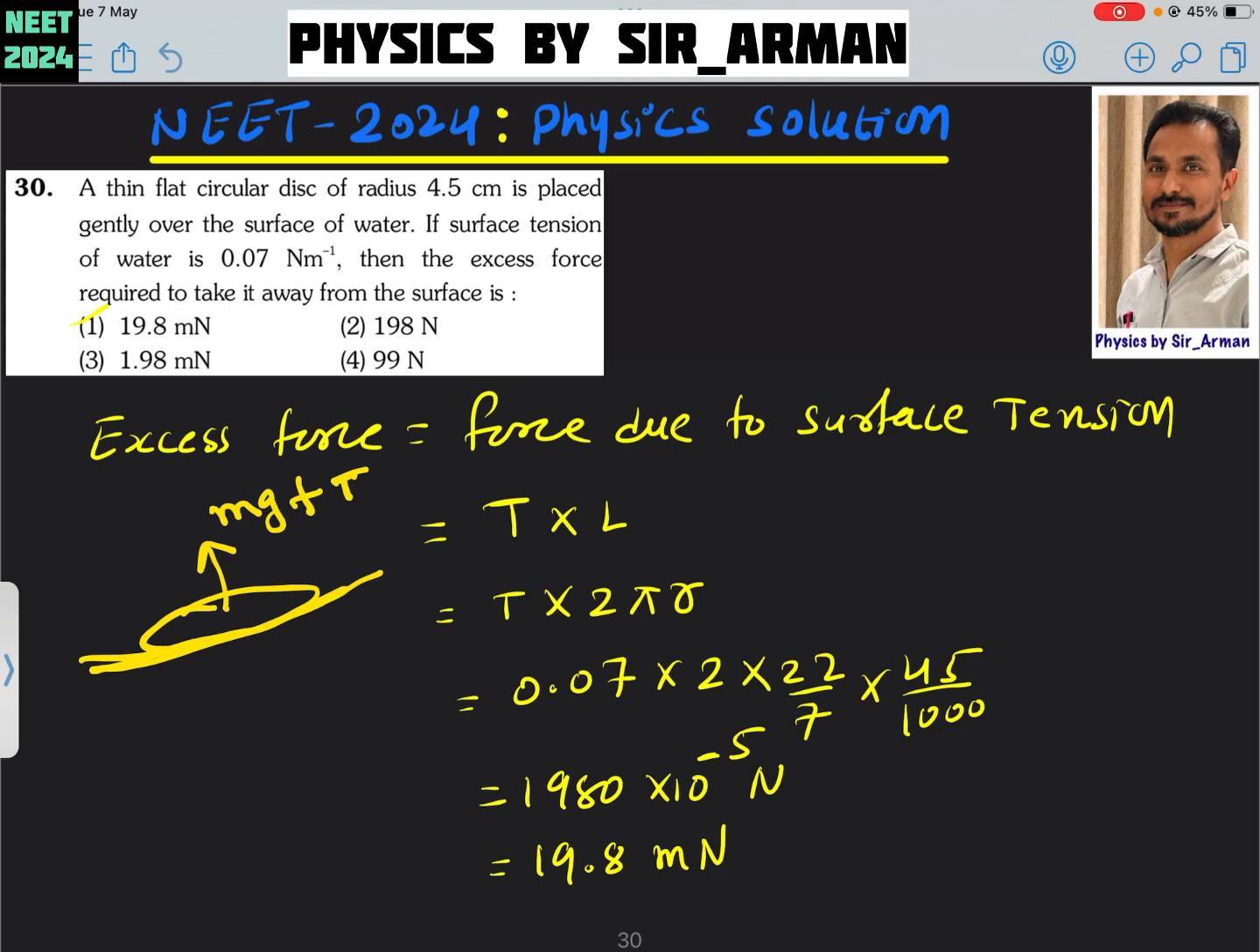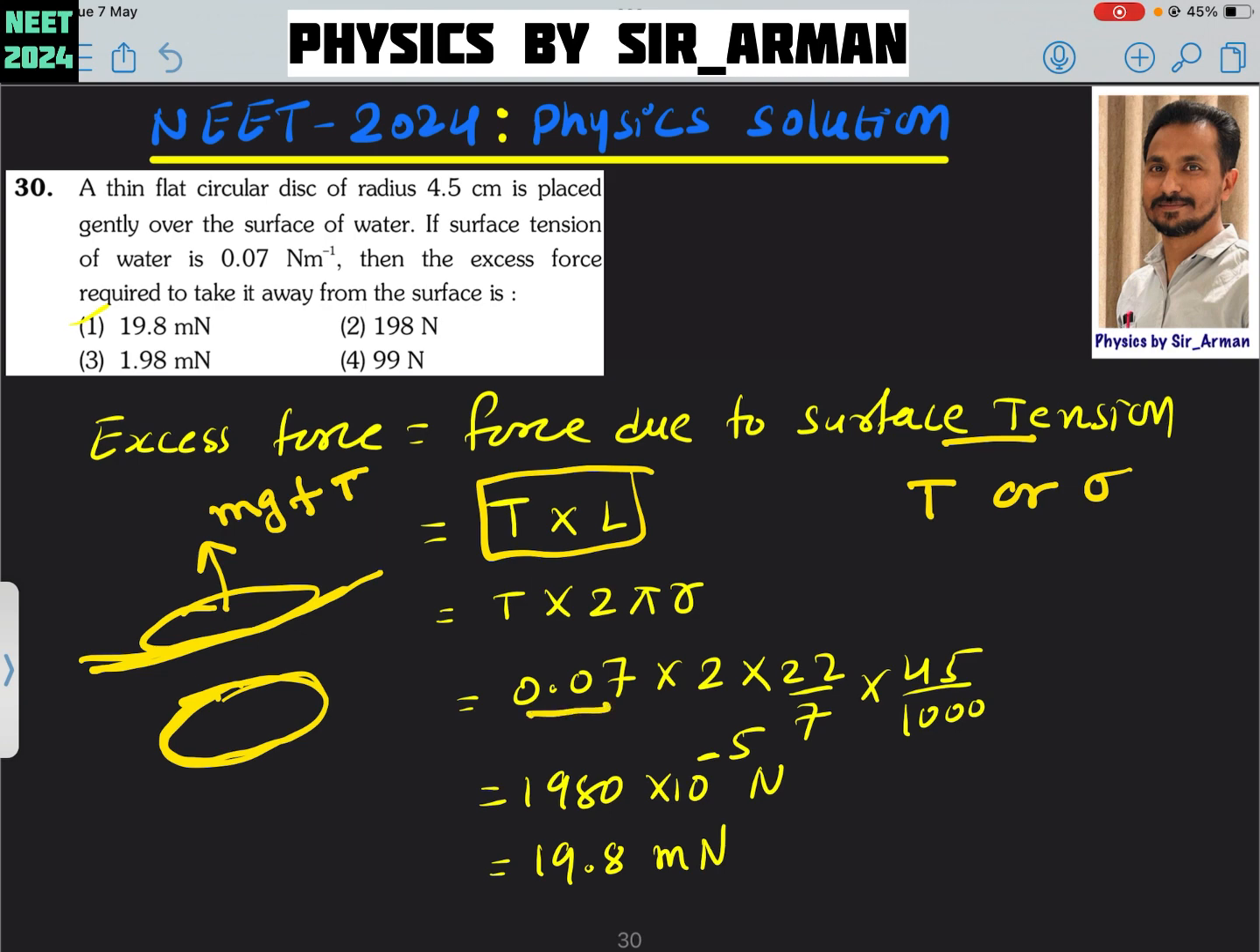So excess force due to the surface tension is equal to surface tension into length of this disc. Now sometimes the surface tension is denoted by T or by letter sigma. So here we denote it by letter T. So T, and the length, the circular length, is 2 pi r. So surface tension is 0.07, the value of pi I have taken is 22 by 7, and the radius is 4.5 centimeter, which you can write as 45 by 1000. If you solve it, you will get 19.8 millinewton, which is very near to option number 1.